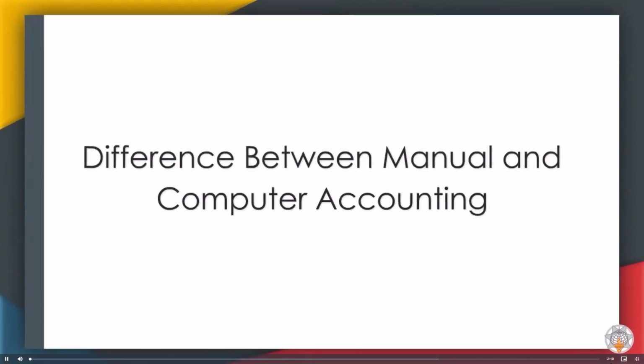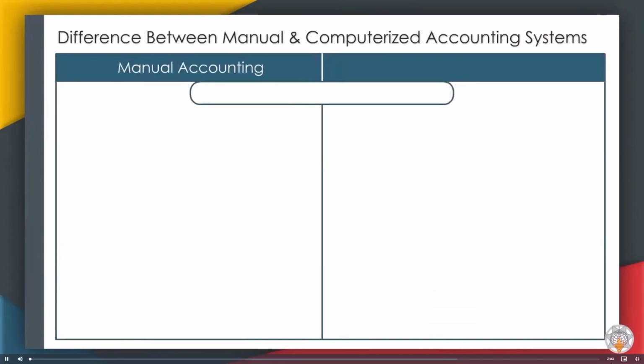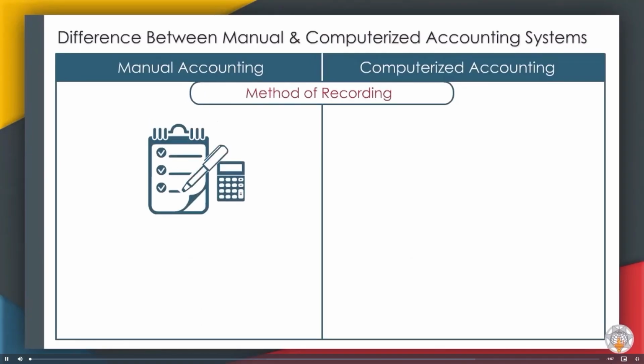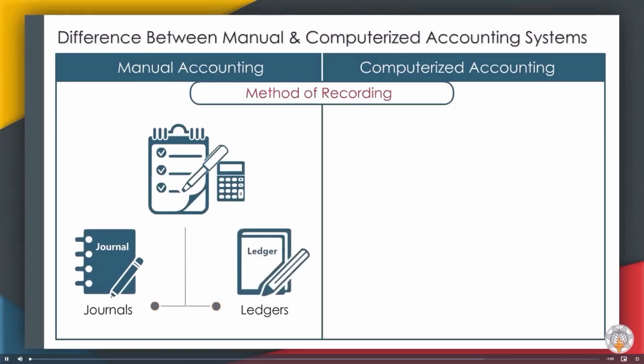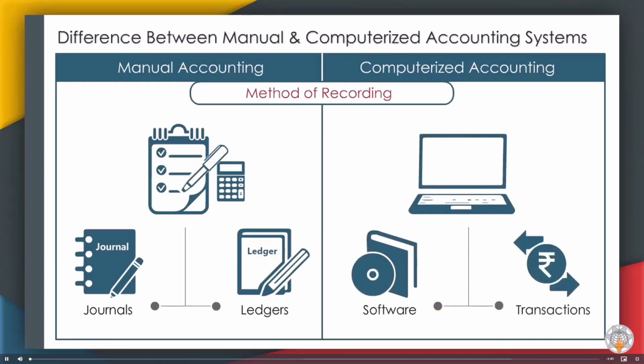Difference between manual and computer accounting. Manual accounting, computerized accounting. Method of recording. In a manual accounting system, physical journals and ledgers are used for keeping records of transactions. In a computerized accounting system, computers and accounting software are used for keeping digital records of transactions.